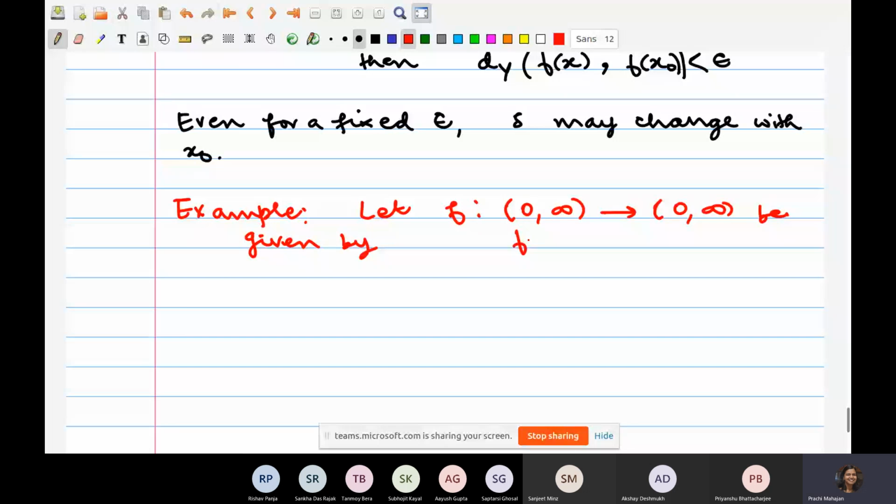I have to tell you what happens to x. Where does f send it to? So I'm going to send it to the reciprocal of x. So this is a well-defined map. There's no problem. We are away from the origin, right? Okay.